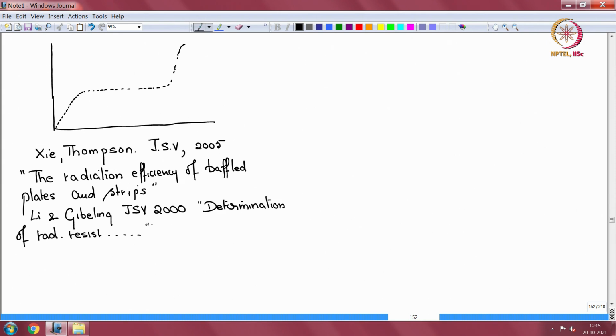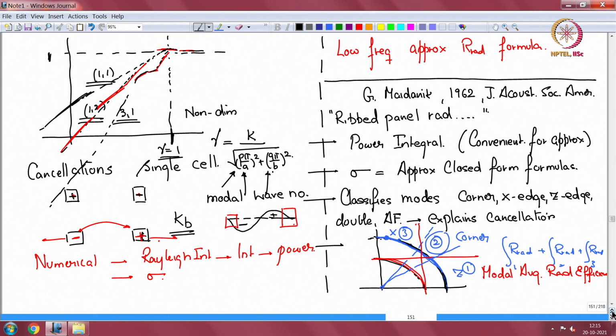Now I want to do one thing here which is not correct, which is 3-1 is an odd mode and 1-2 is an odd-even mode. So 3-1 looks more like this and 1-2 looks more like this. 1-2 is more inefficient than 3-1. There's more cancellation.